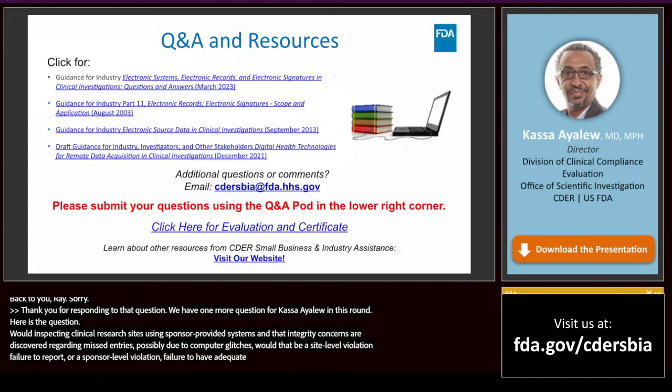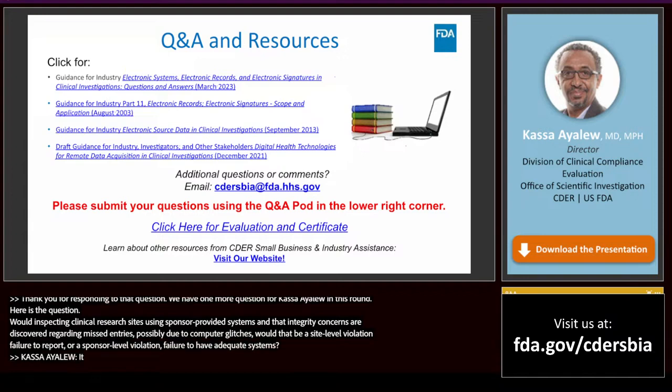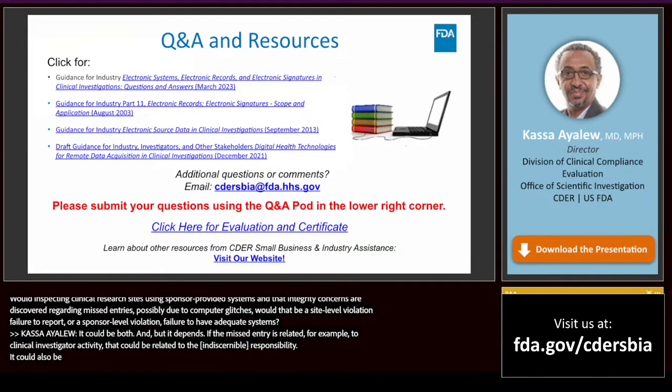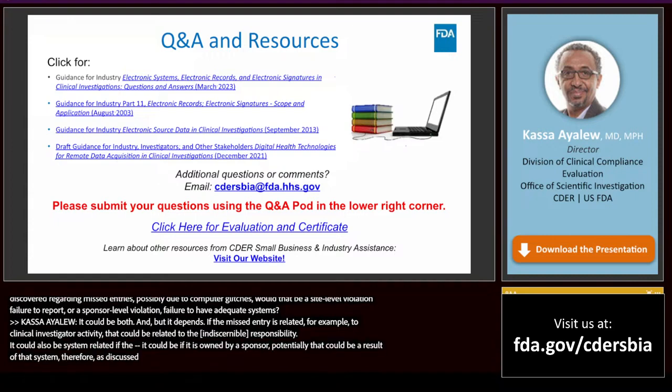It could be both, but it depends. If the missed entry is related to, for example, a clinical investigator activity, that could be related to the clinical investigator's responsibility. It could also be system related. If the system is owned by somebody, a third party or a sponsor, potentially that could also be a result of that system. Therefore, as discussed during the presentation, that tells us there is an issue with the system that potentially impacts data integrity or data reliability.